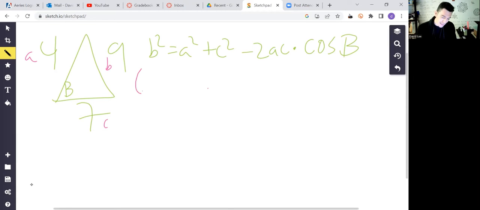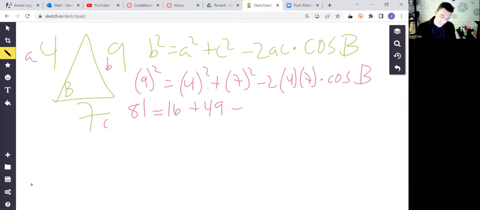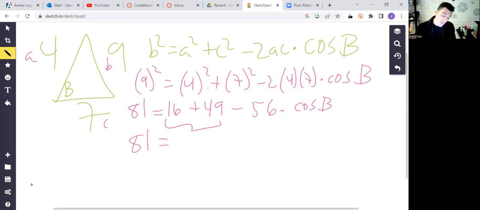For instance, little b is 9, so 9 squared equals a squared plus c squared minus 2ac times the cosine of b. So this is 81 equals 16 plus 49 minus 56 times the cosine of b. We can combine 16 plus 49 to get 65, so 81 equals 65 minus 56 times the cosine of b.